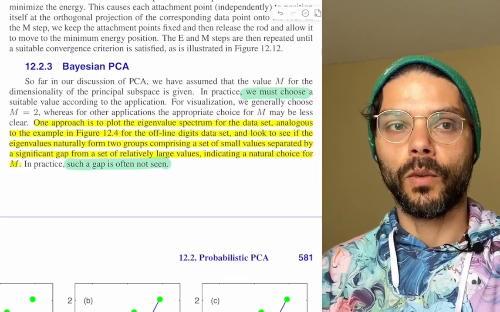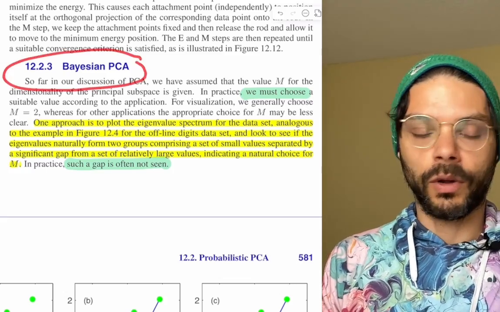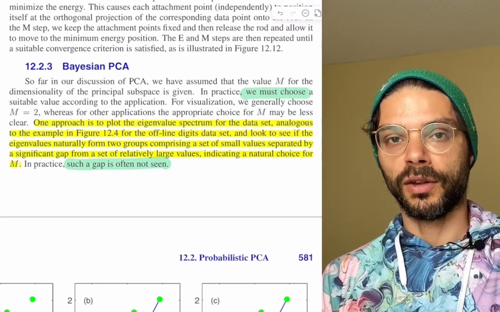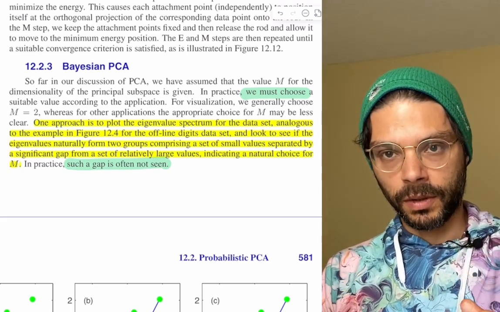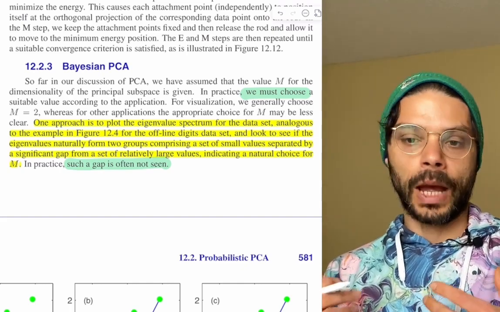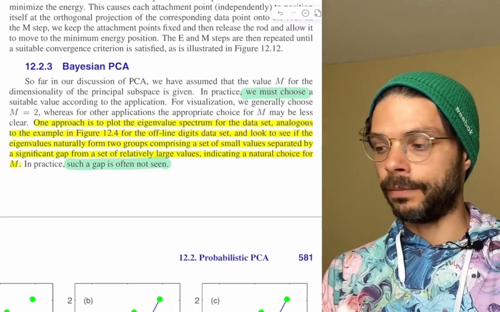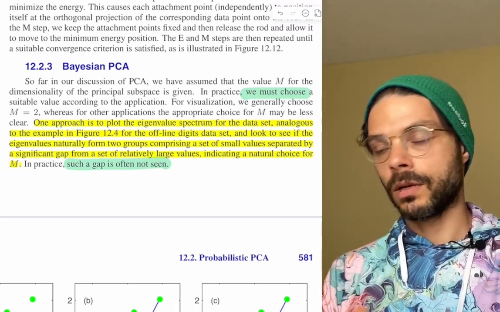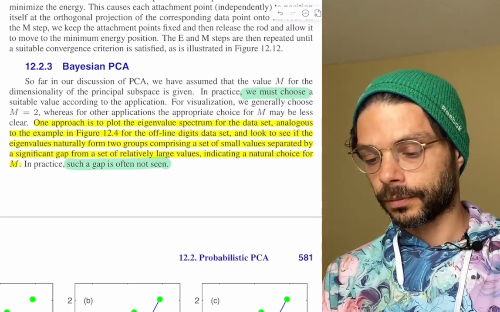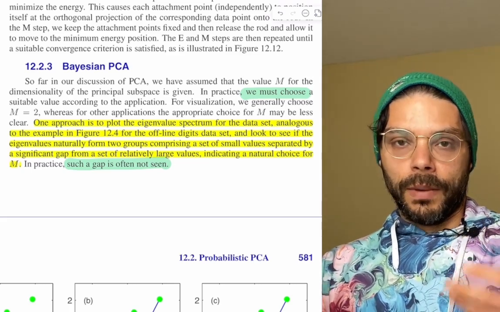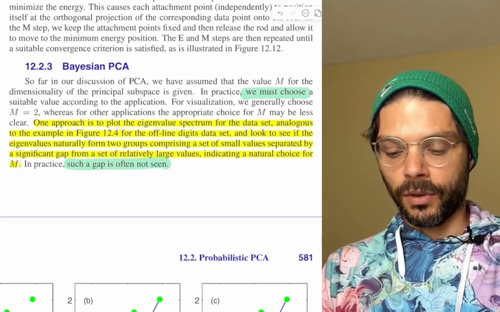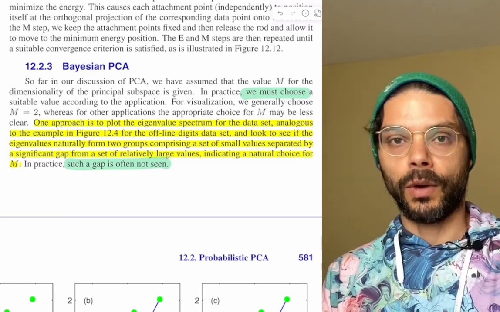All right, folks, we are back studying section 12.23 on what he's going to call Bayesian PCA. The context for this is that we've been doing probabilistic PCA, where we're trying to explain our data as coming from some linear projection of some latents plus an offset corrupted by some isotropic noise. What we care about here is determining the size of that linear space in which the data is supposed to be living. And the question is, how to do that.